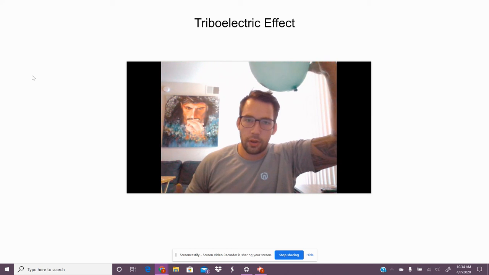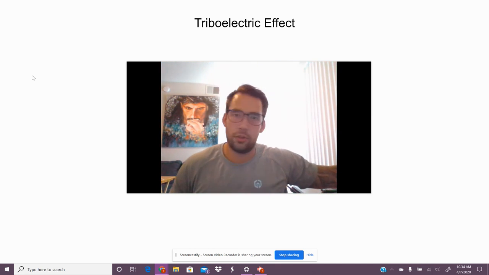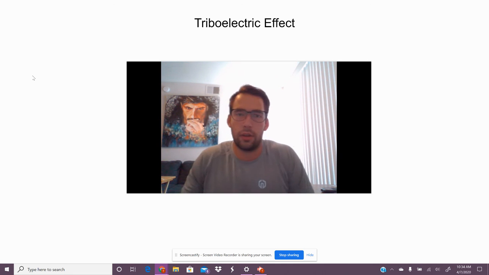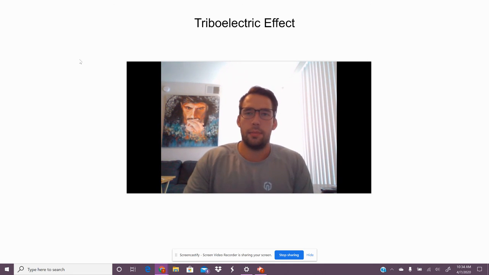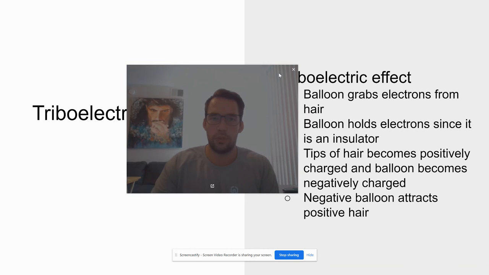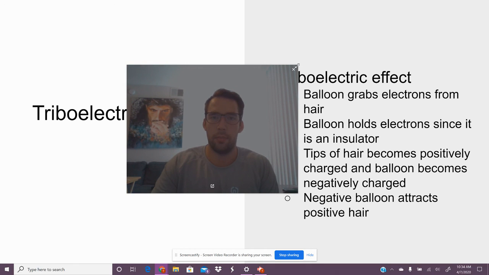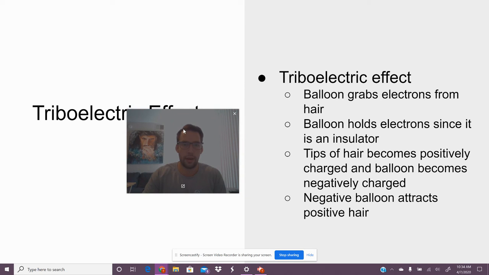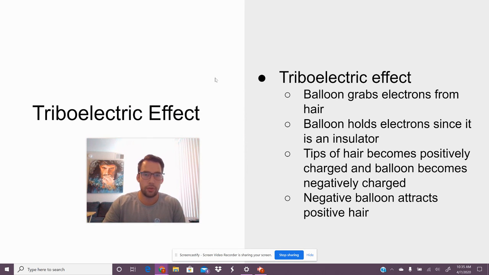The balloon itself is made out of plastic, so it's an insulator, so it's going to hold on to those electrons. Since it's an insulator, it becomes more negatively charged because it's gaining those electrons from my hair. My hair then becomes more positively charged, and because they're opposite charges, they're going to attract each other. Until eventually the balloon loses all of the electrons that it just gained, and then there's no difference in charge between my hair and the balloon.